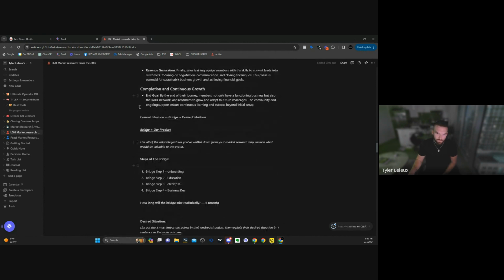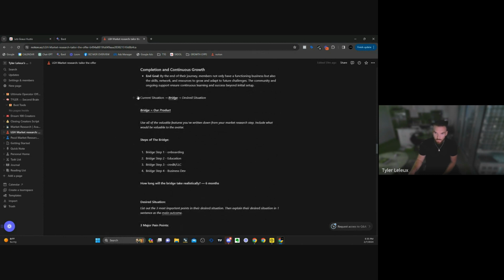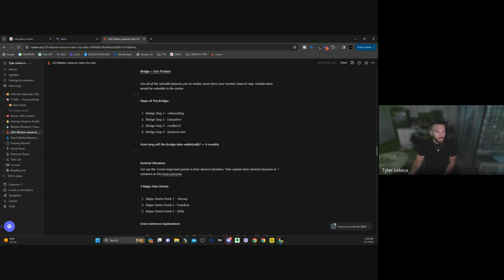And then this basically just reiterates the fact that current situation is target audience's problem, desired situation where they want to be, the bridge in the middle, that's where your offer is, and that's what you're selling, whatever it is that you're selling, a product, a service, mentorship, whatever. So within that, the next steps would be bridge step 1, which would be onboarding, bridge step 2, which is education, bridge step 3, which is credit LLC, bridge step 4, which is business development.